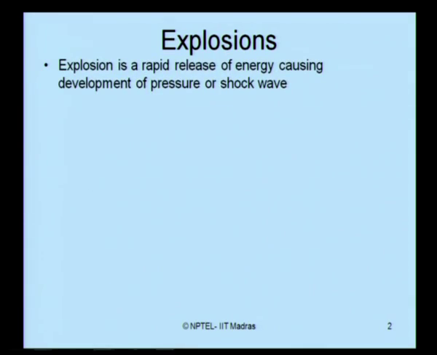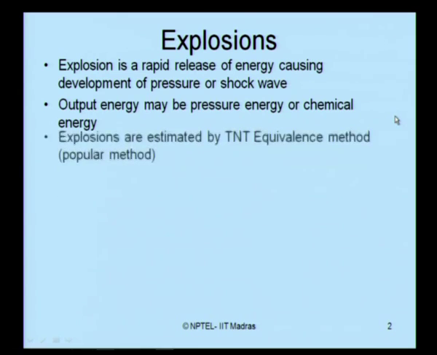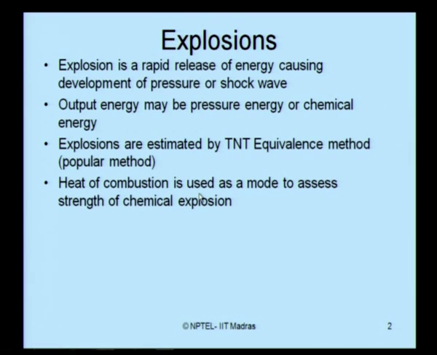When we talk about explosion prevention, let us first try to understand what we mean by explosion. We already discussed this in the last presentation. Just for a summary, explosion is a rapid release of energy causing development of pressure or a shock wave. The output energy you get from an explosion may be a pressure energy or a chemical energy. Explosions are generally estimated by what we call the TNT equivalence method. This is considered one of the popular methods in common practice. Heat of combustion is used as a mode to assess the strength of a chemical explosion.